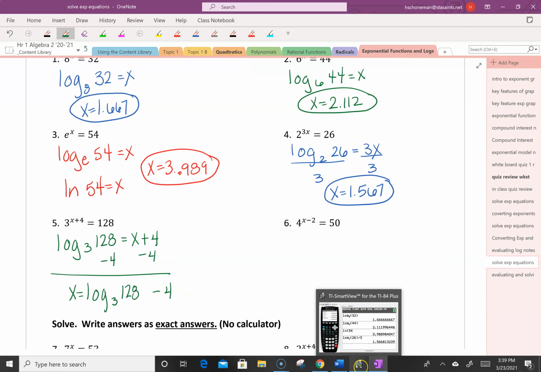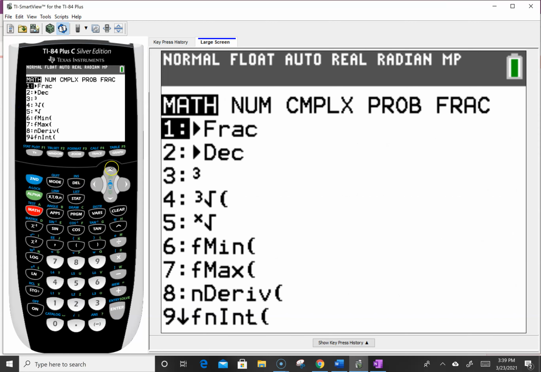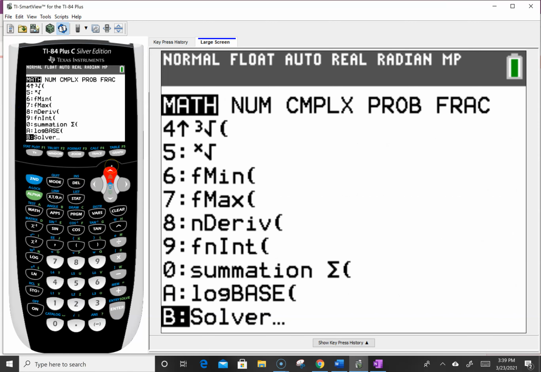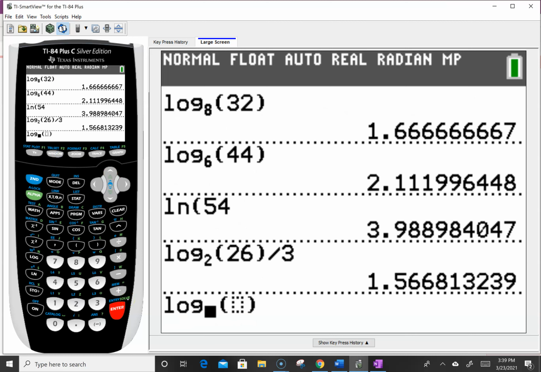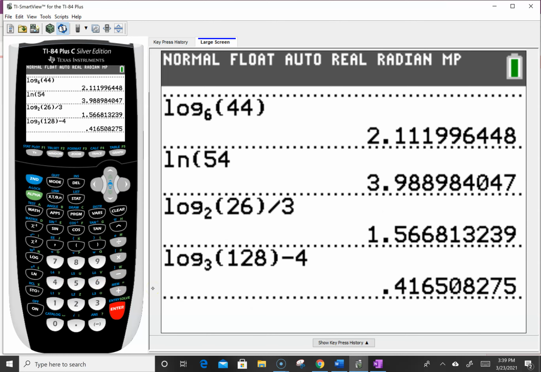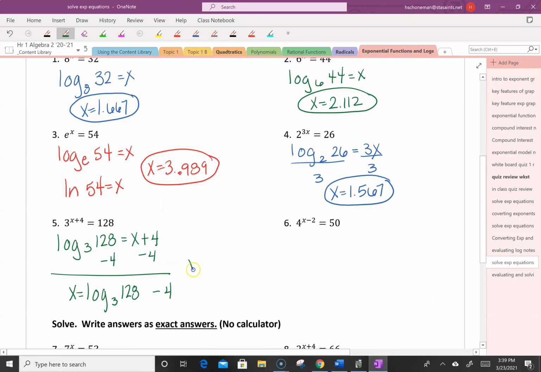All right, let's try putting that in our calculator. So I'm going to go to math. I'm going to scroll up to option A. There we go. So we have log base 3 of 128. Get out of the parentheses and then do minus 4. And you get 0.41, well, this rounds up, so 0.417. There's our answer.